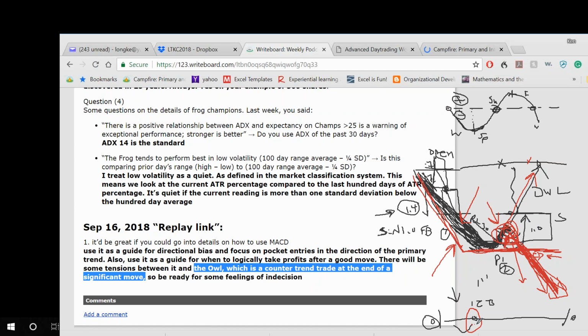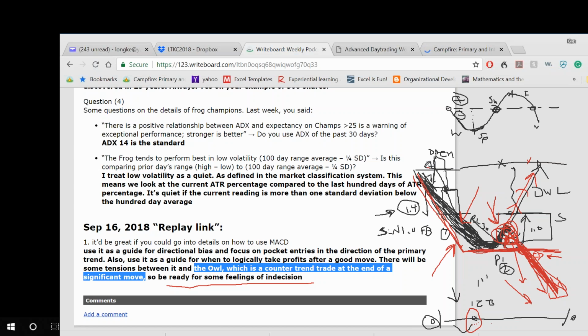And anytime the signal line is below the zero line, you should believe in moves that are failing, and you should not believe in the owl. Like, don't try to make it work if it's not working. It should work right away, and shouldn't take a lot of persuasion on your part. So don't believe in the owl, but you can still trade it. So you have to be ready for some feelings of indecision when you look at what the MACD is telling you, and then what the owl pattern is telling you.